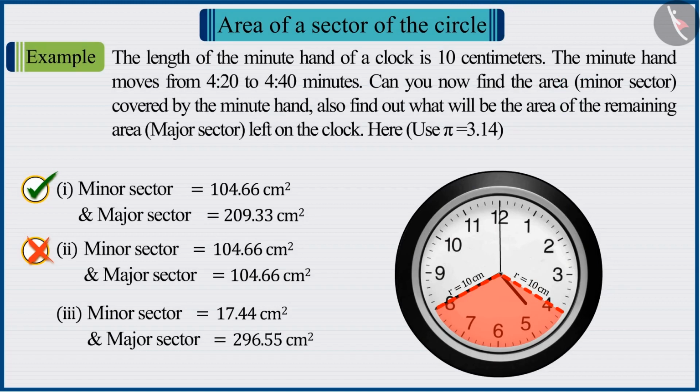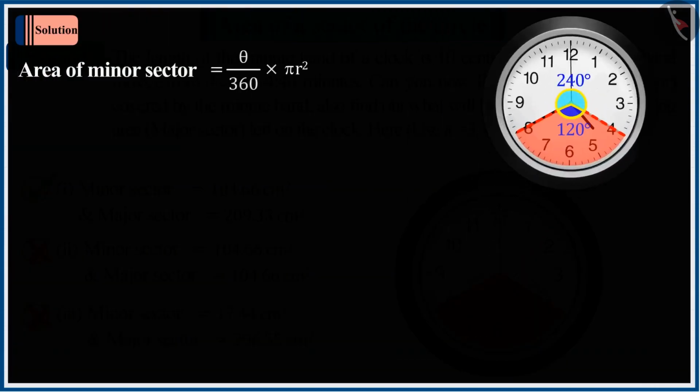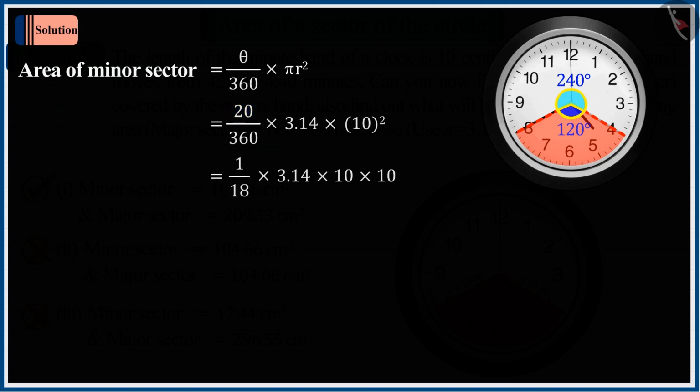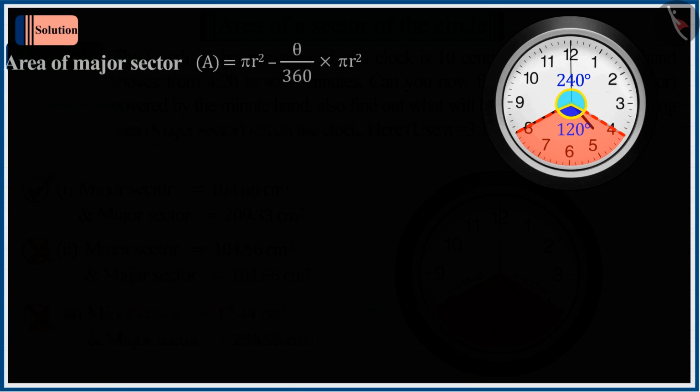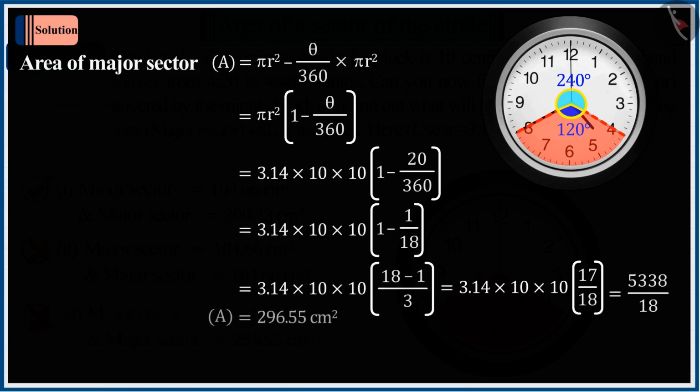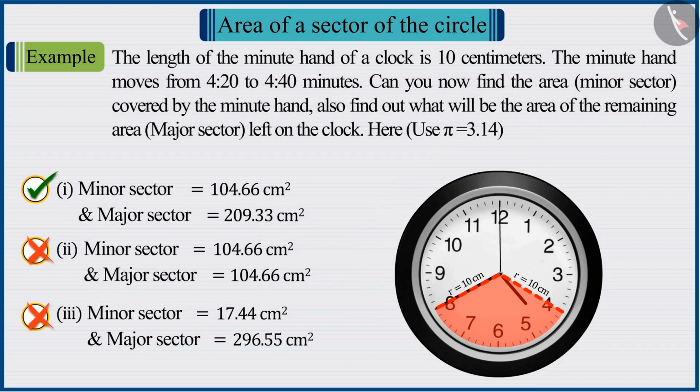which is incorrect. If you have selected option 3, it is a good try. But this is also the wrong answer. Because without finding the value of the angle of the minor sector as 120 degrees, you put the value of the angle as 20 degrees in the formula of the area of the sector and solved it further, which gives the incorrect value of the minor sector. And on the basis of that, you also determined the area of the major sector, because of which your answer is incorrect.